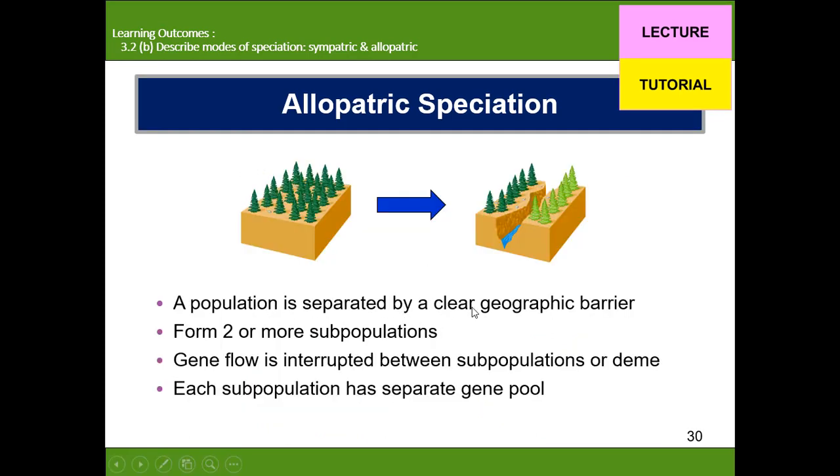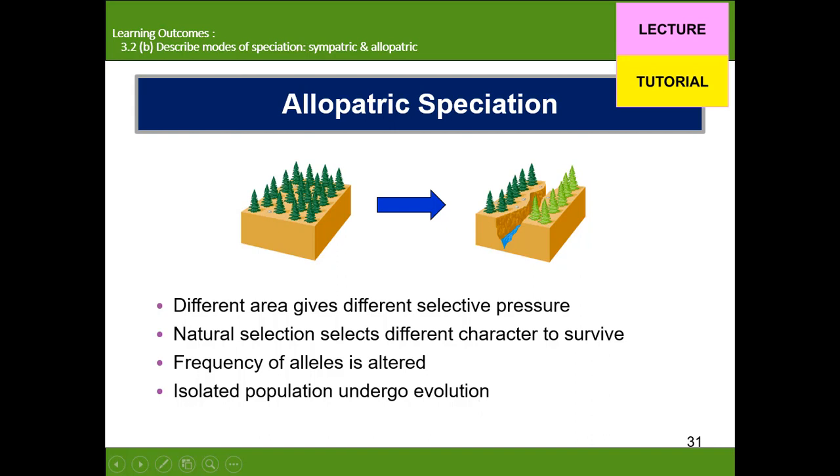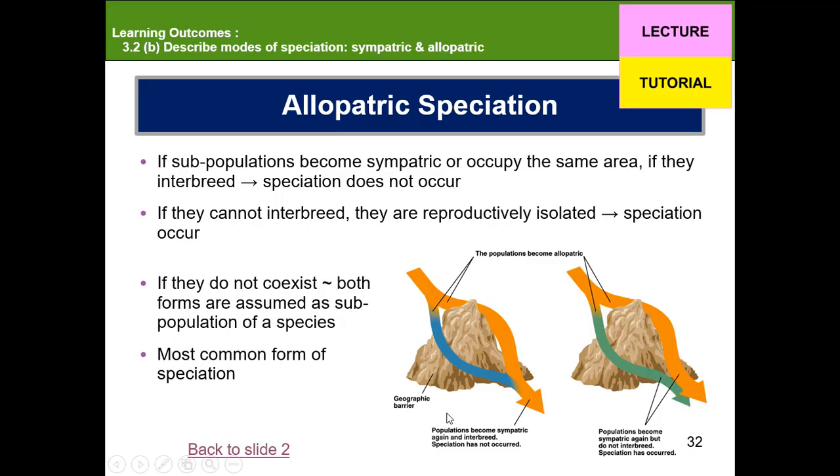A population separated by a clear geographic barrier produces two or more subpopulations. Gene flow is interrupted, so each subpopulation has a separate gene pool. Different areas give different selective pressure. Natural selection selects different characters to survive. Frequency of alleles is altered, and the isolated populations undergo evolution. So, allopatric speciation occurs and produces new species.